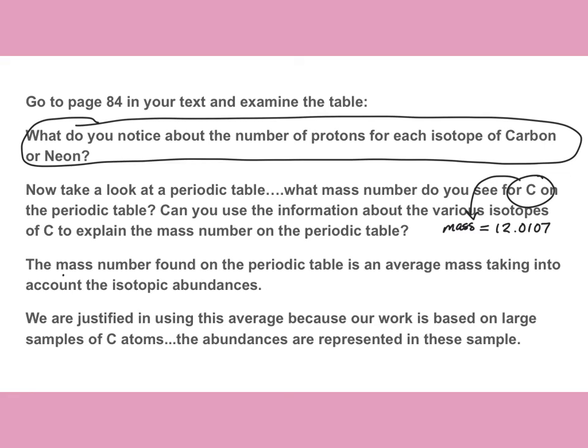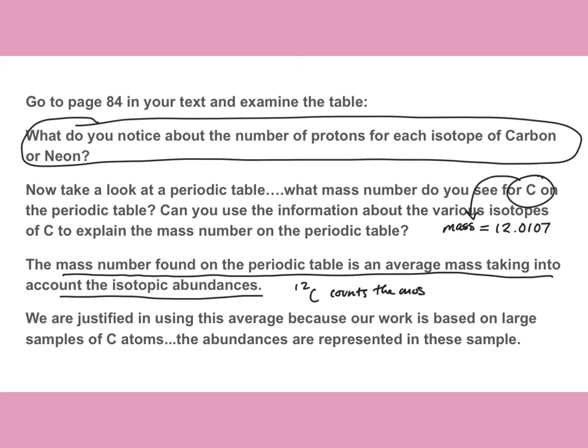So, the mass number found on the periodic table is an average mass taking into account the isotopic abundances. Carbon-12 counts the most in the averaging, and thus the mass is closest to the mass of carbon-12, that isotope. A little higher to account for the few atoms that would have a mass of 13 or 14.